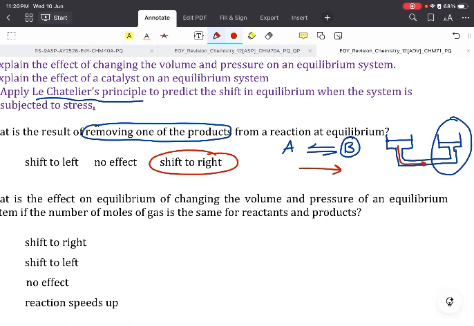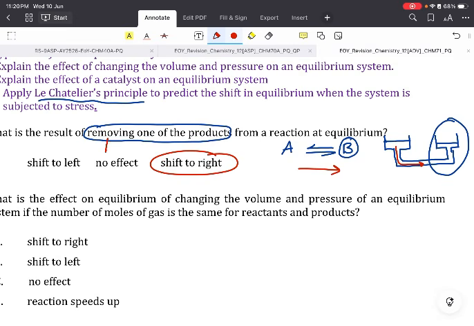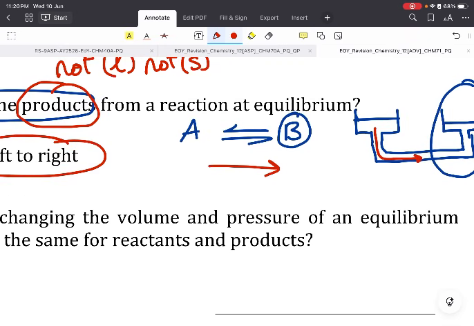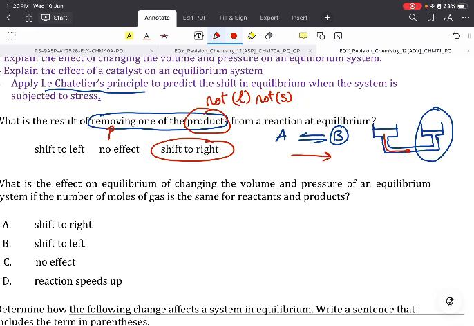Now, one important thing, when they tell you removing or adding a reactant or a product, make sure that the product is not liquid or not solid, because if the reactant or product was liquid or solid, then the answer must be no effect. So here I'm just gonna put this as gas.